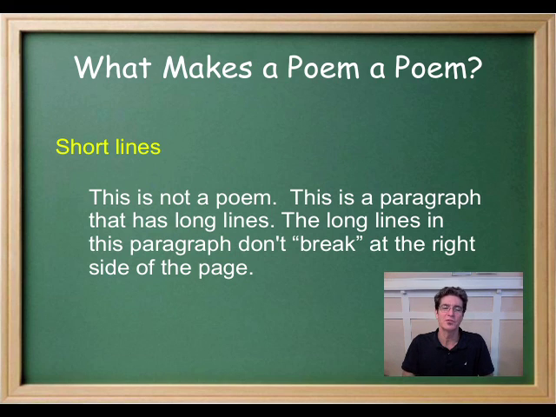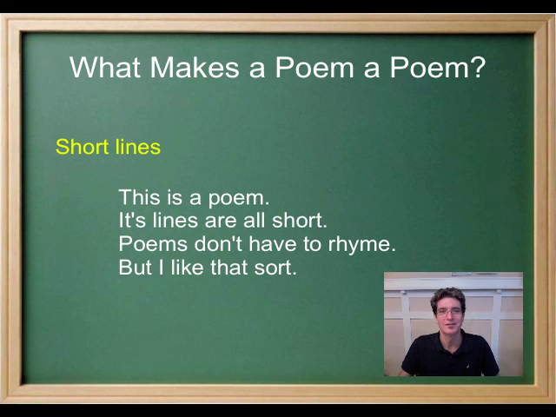So here's an example of something that's not a poem. This is not a poem. This is a paragraph that has long lines. The long lines in this paragraph don't break at the right side of the page. Now let's look at something that has shorter lines, that is a poem. This is a poem. Its lines are all short. Poems don't have to rhyme, but I like that sort.